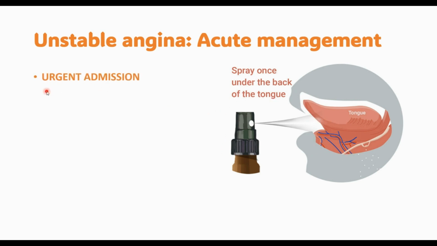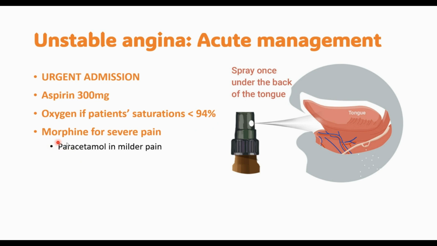So the first thing you need is the patient has to be urgently admitted. We give 300 milligrams of aspirin, so high dose aspirin. Oxygen, if the patient's saturations are less than 94%. You can also give oxygen if the patient is visibly breathless. If they're in pain, you can give intravenous morphine, and milder pain can be managed with paracetamol.